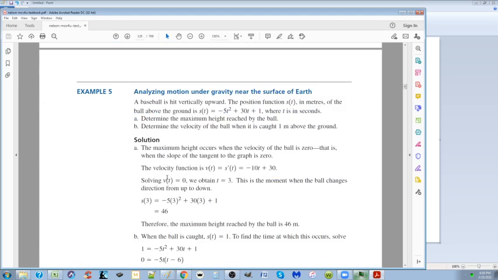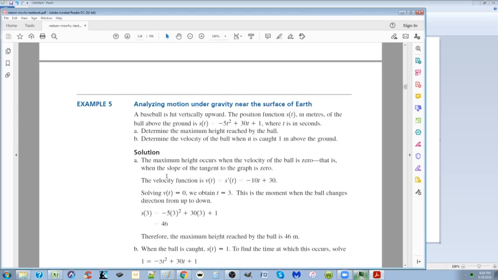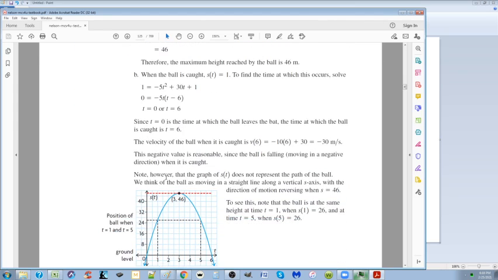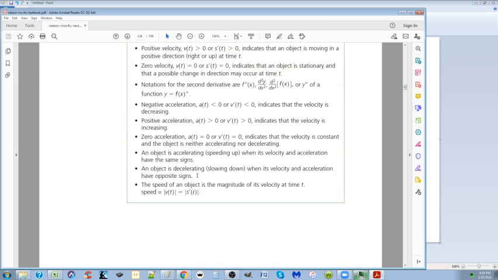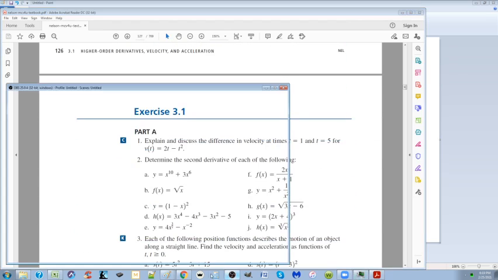And this is just going to teach you to read the graphs and analyze motion with gravity. You can just discover that 10 meters per second squared is an important value, and this is mostly to help you in physics. And then I'll start 3.1 next time.